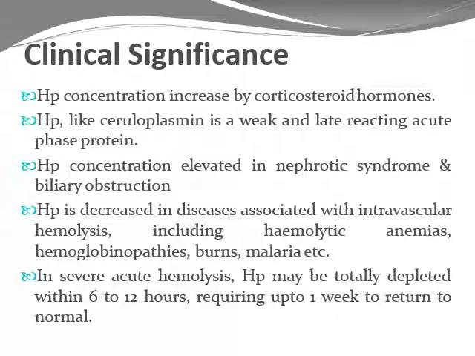Clinical significance of haptoglobin. Haptoglobin concentration can increase by corticosteroid hormones. Haptoglobins, like ceruloplasmin, are weak and also known as late reacting acute phase proteins. Haptoglobin concentration may increase in nephrotic syndrome and in biliary obstruction, and can decrease in diseases such as hemolysis or hemolytic anemia, hemoglobinopathies. In cases of severe blood loss, haptoglobin may be totally depleted and may require up to 1 week of time to come back to normal level.